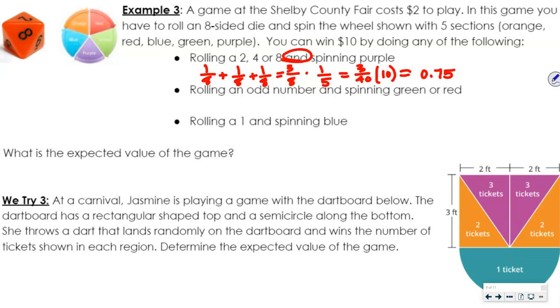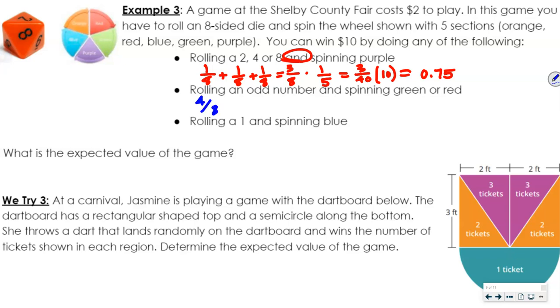Then we got rolling an odd number. How many odds are there? 1, 3, 5, 7, 9, right? 1, 3, 5, 7, 9. That's 5, right? No, there's not a 9. 1, 3, 5, 7. That's 4, right? Okay, so this is going to be 4 out of 8, right?